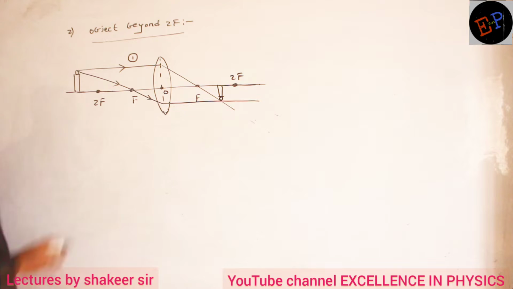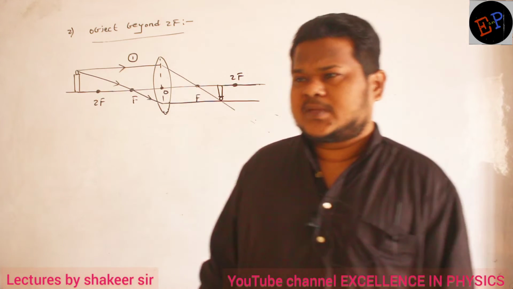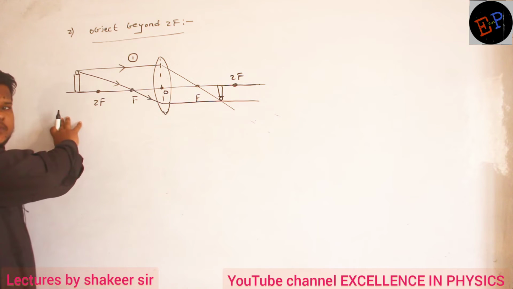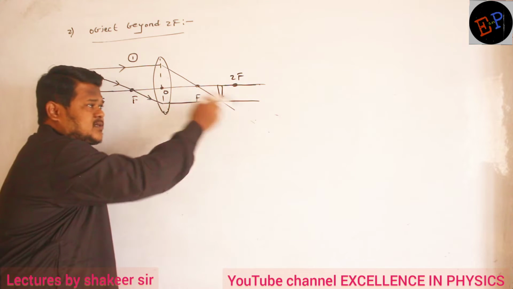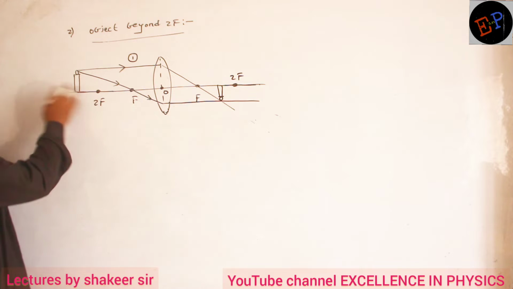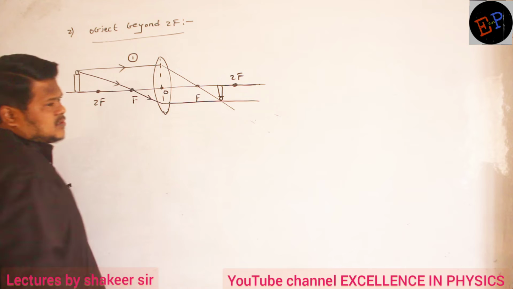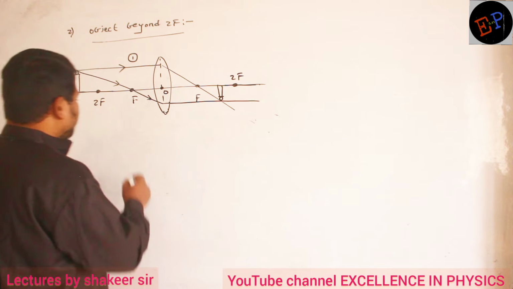So this was the same case which we studied in the case of mirrors also. In a concave mirror, the object was beyond the radius of curvature, then the image was present in between the focus and the radius of curvature. Here also the same concept: the object is beyond 2f, but the image will be created in between f and 2f. Clear now?